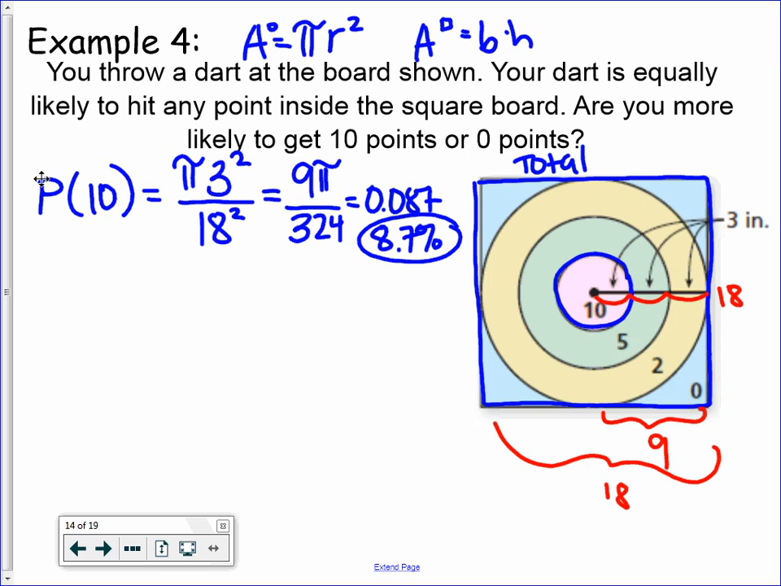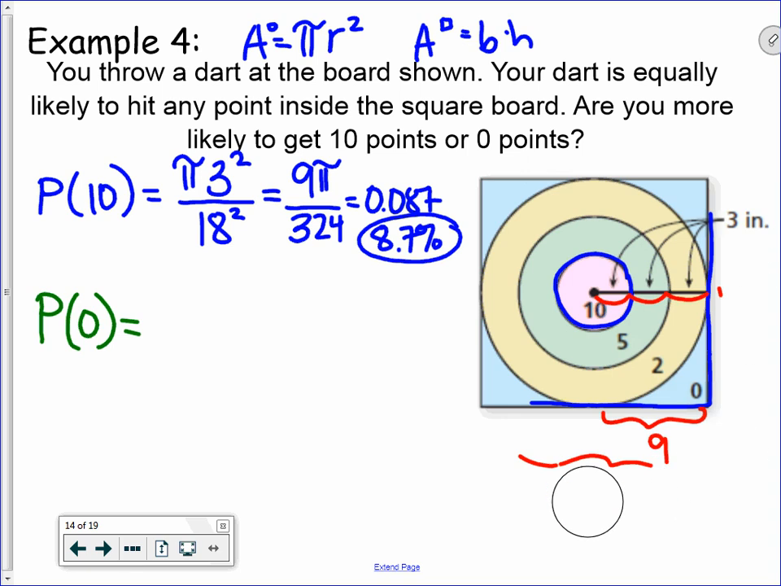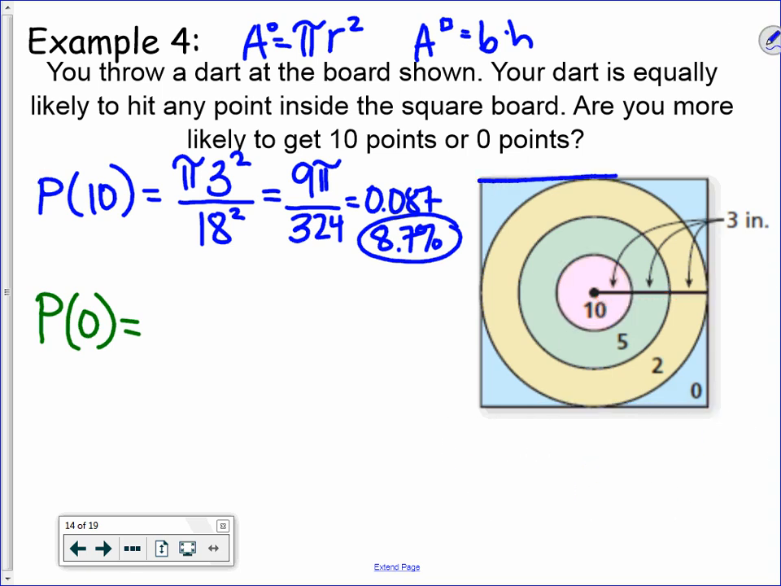Now they want you to also find the probability and compare that to getting 0 points. The 0 points doesn't look like it takes up much of that board. So let's figure out the probability of 0. I'm going to erase this. Our total is still the square. So the total is still this square.